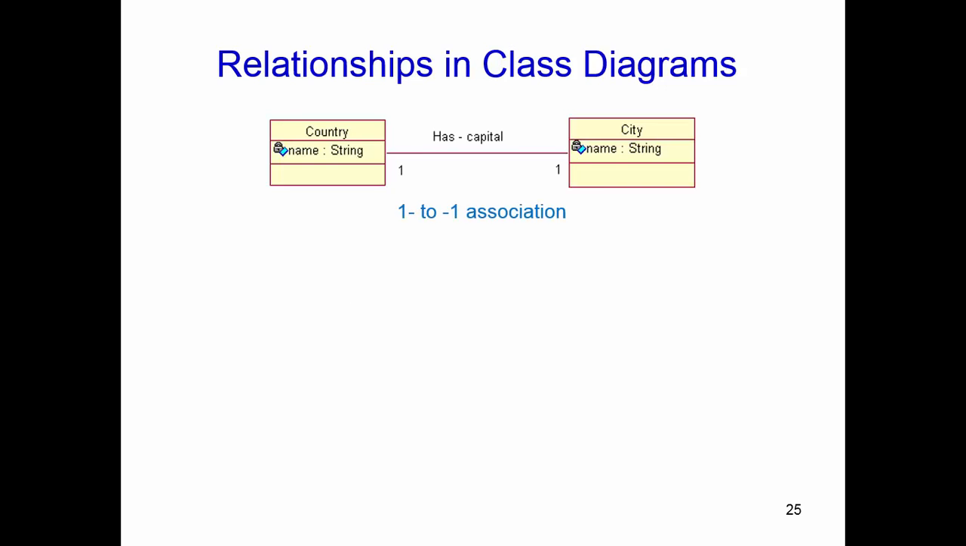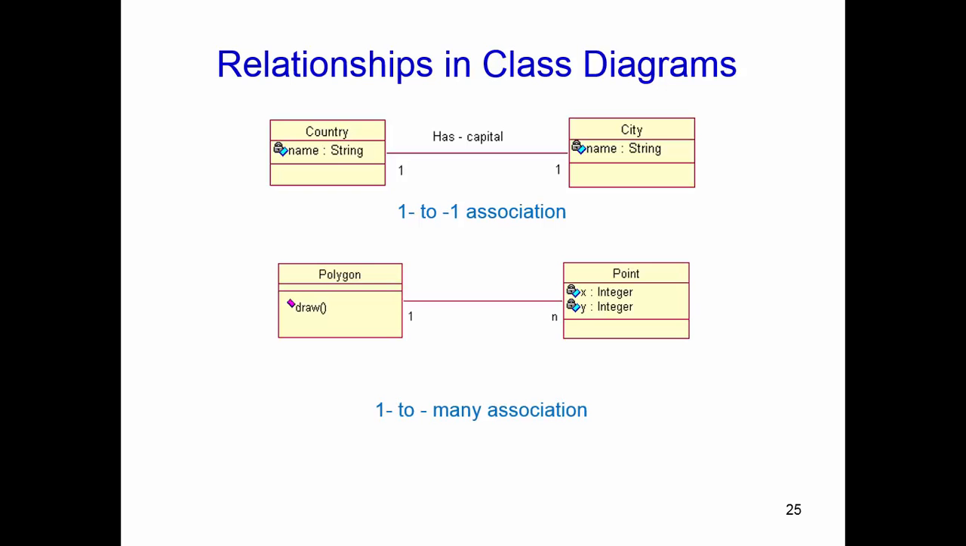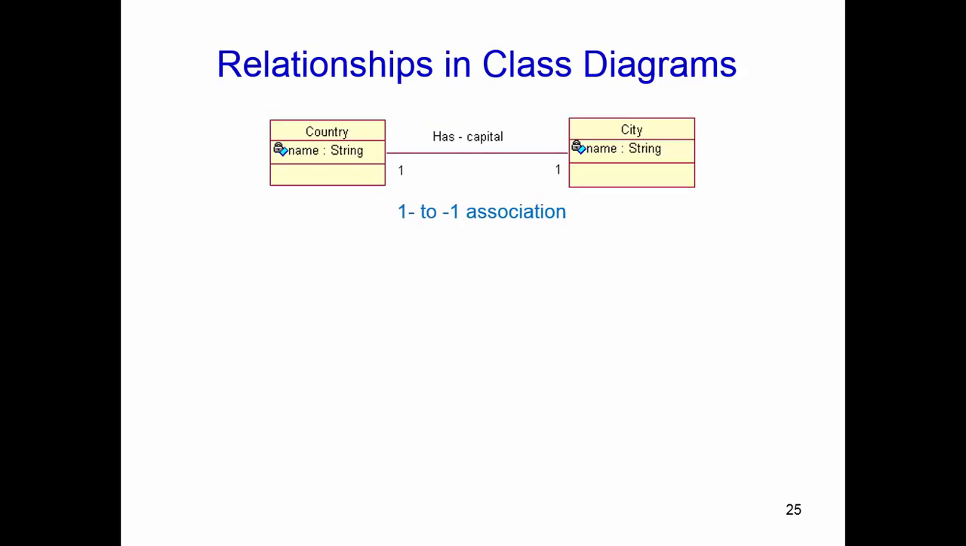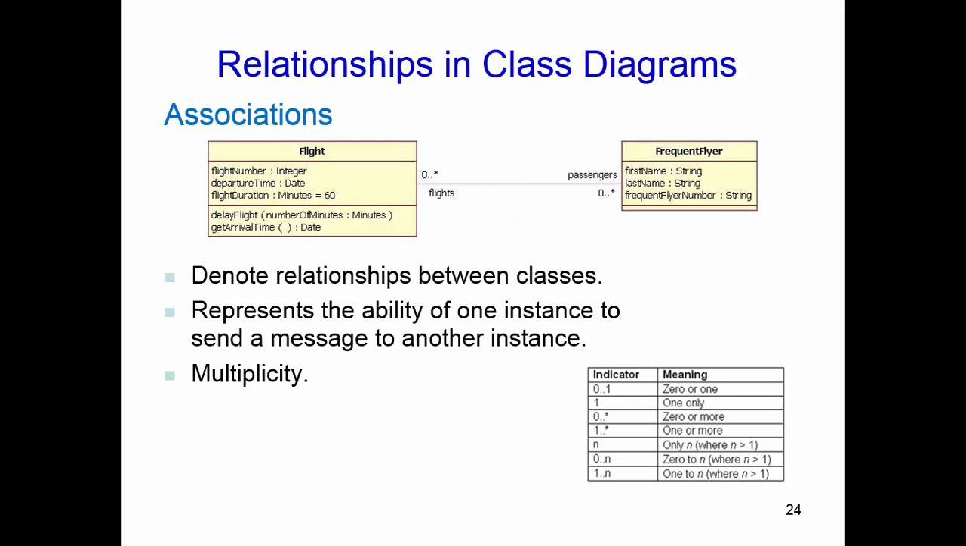Here's an example of a 1-1 association. You have a country, and every country will have one capital. So that association is 1-1. A polygon might have many points, or has many points. So it's a 1-n association. If you see those numbers, that's what they're trying to represent: the multiplicity.